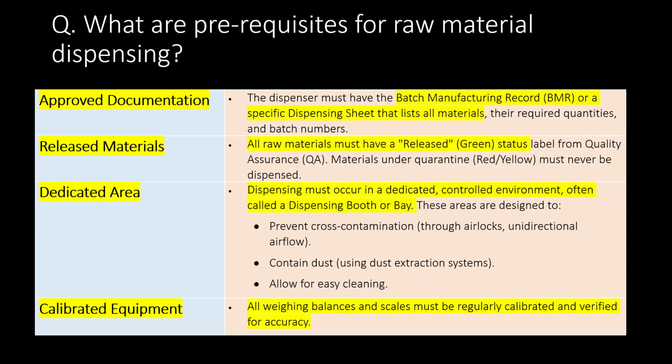What are the prerequisites for raw material dispensing? First, approved documentation. The dispenser must have a batch manufacturing record or a specific dispensing sheet that lists all materials, their required quantities, and batch numbers. Second, released materials. All raw materials must have a released green status label. Third, dedicated area. Dispensing must occur in a dedicated, controlled environment, often called a dispensing booth or bay. And finally, calibrated equipment. All weighing balances and scales must be regularly calibrated and verified for accuracy.